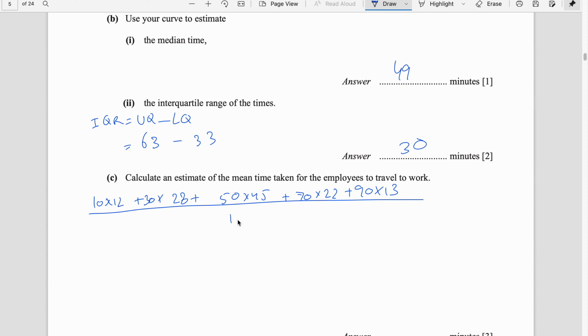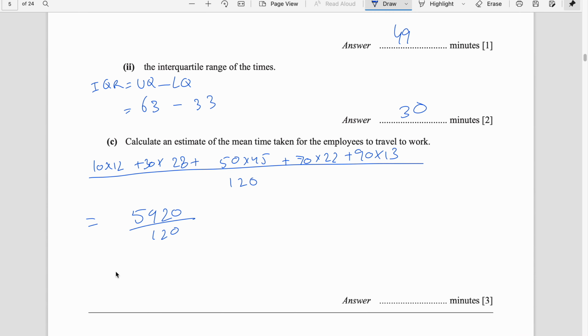Divided by the total number of people, which is 120. Use your calculators. 5920 divided by 120, which is 148 by 3, approximately equal to 49.3 minutes.